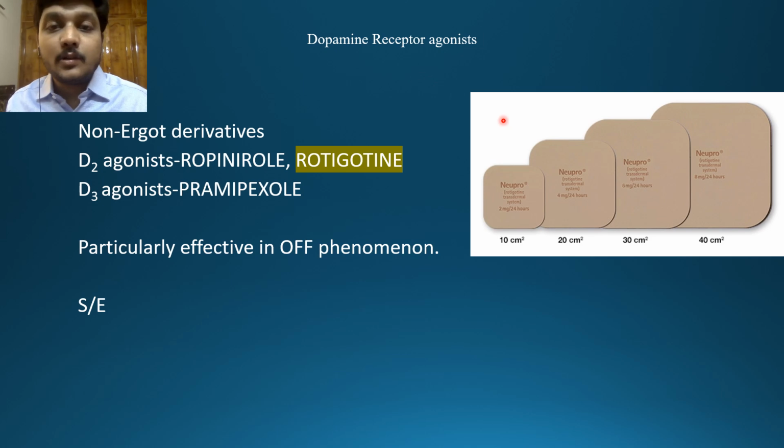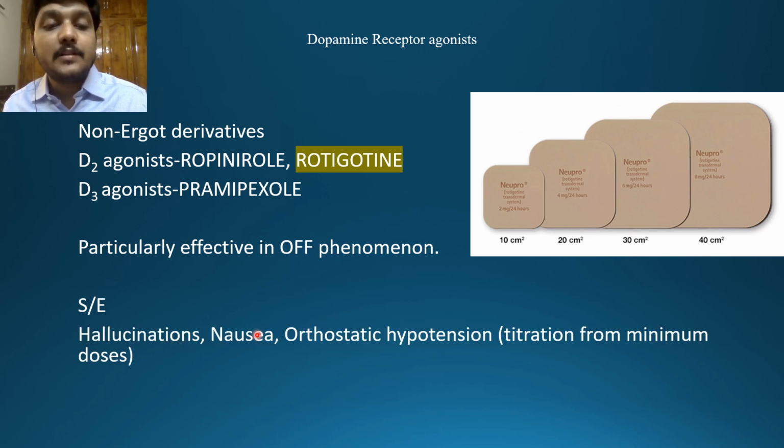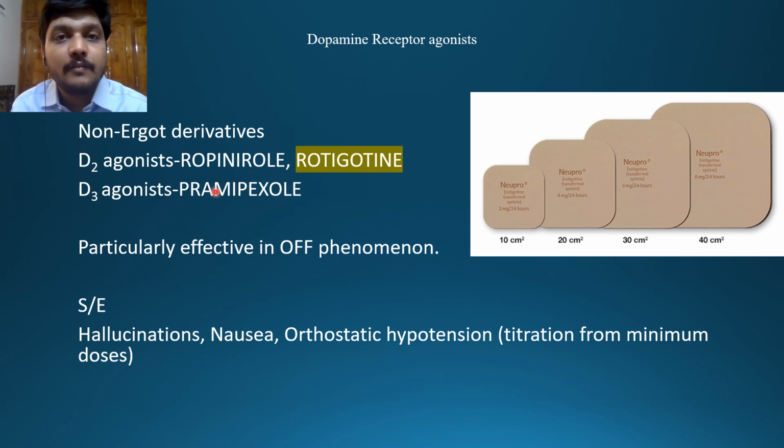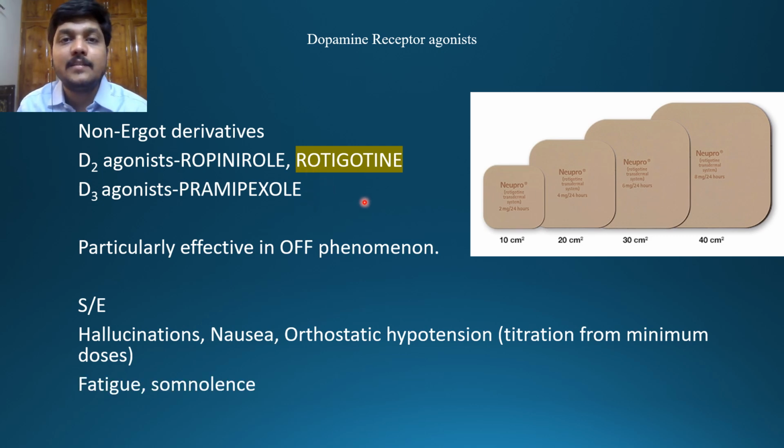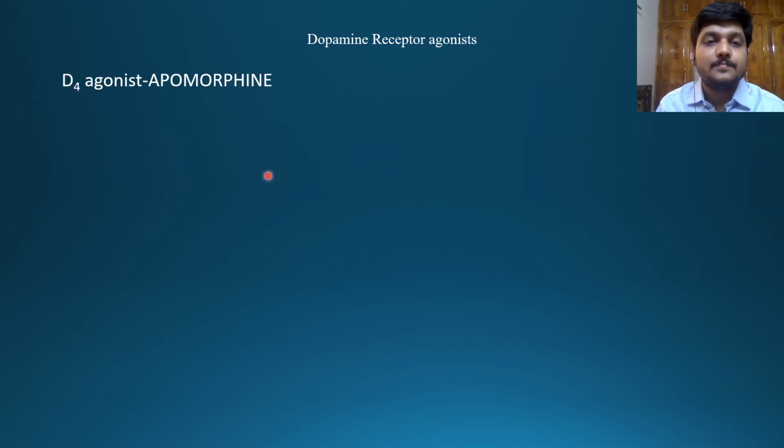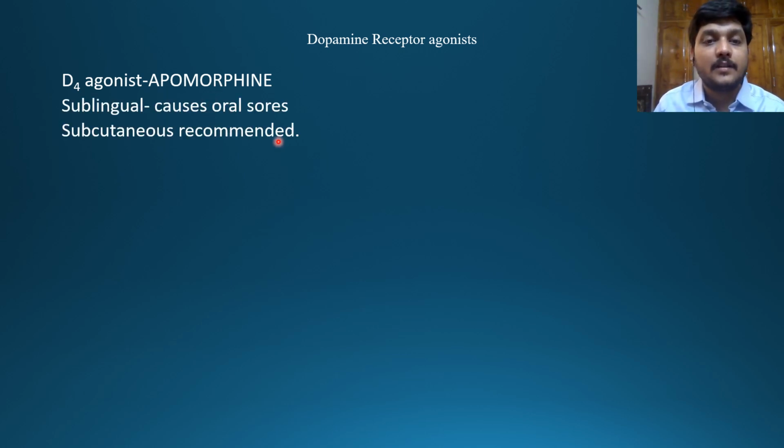Side effects of these dopamine receptor agonists are hallucinations, nausea, orthostatic hypotension. That's why while prescribing a dopamine agonist, we should start with very low dose therapy and keep on titrating the dose, increasing it slowly. Fatigue and somnolence is the most common side effect we see with these dopamine receptor agonists. Coming to D4 agonist apomorphine, initially it was used as a sublingual tablet, but the sublingual tablet caused many oral ulcers, and that's why we adopted subcutaneous injection.